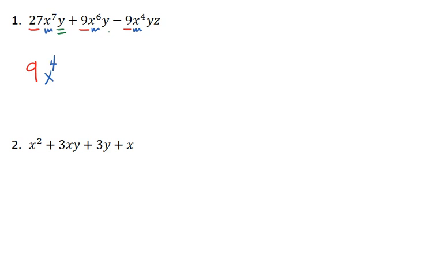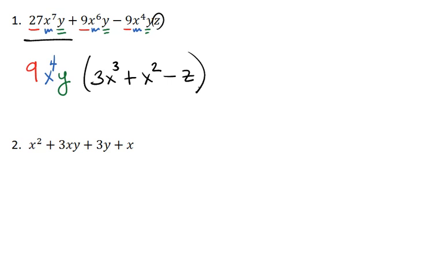We also see a y in each term, so we can factor out a y. The z only appears in the last term, so that just stays there. When we factor out 9x to the 4th y, for the first term that leaves behind a 3x to the 3rd. The second term we have x squared, and the third term we have z. And that is our final answer.